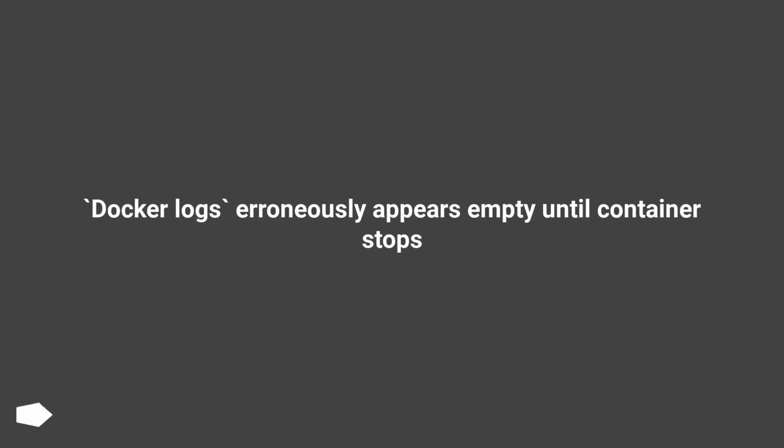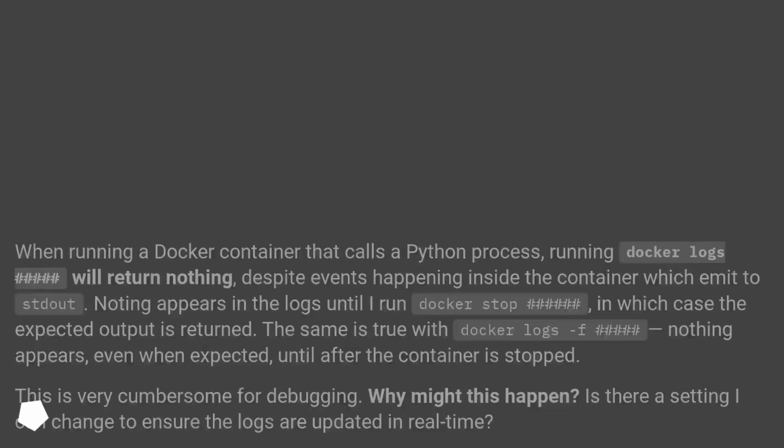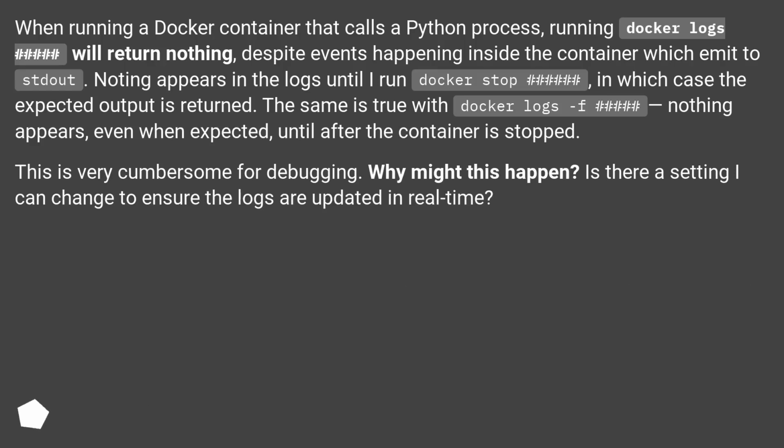Docker logs erroneously appears empty until container stops. When running a Docker container that calls a Python process, running docker logs hash will return nothing, despite events happening inside the container which emit to stdout. Nothing appears in the logs until I run docker stop hash, in which case the expected output is returned.